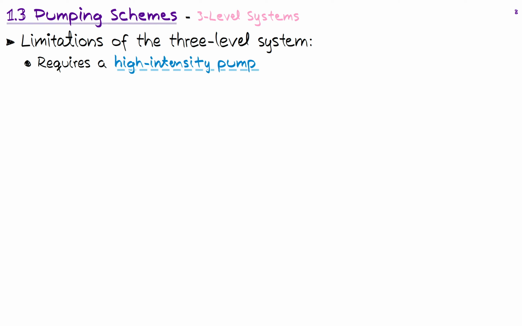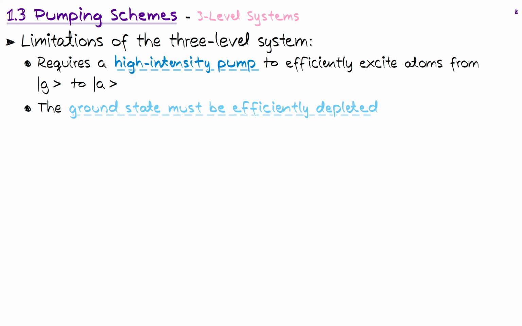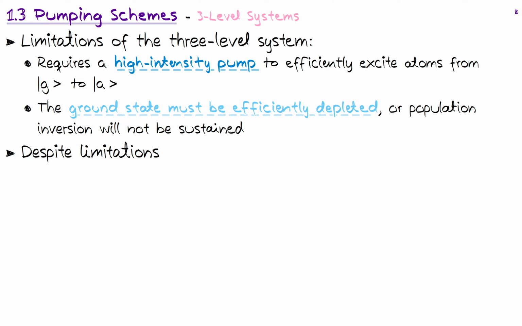So we require a relatively high intensity pump to efficiently excite the atoms from the ground state into the auxiliary state. And in addition, we also must have a situation where the ground state will be efficiently depleted so that the population inversion will be sustained. So in a way, these two points are connected. We really need a strong pumping condition so that we can deplete the ground state, in addition to having a large enough concentration of electrons at the lasing level E2. So these are the detrimental factors in a 3-level lasing system.